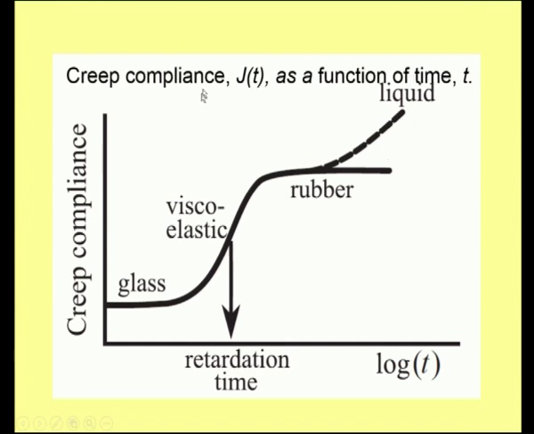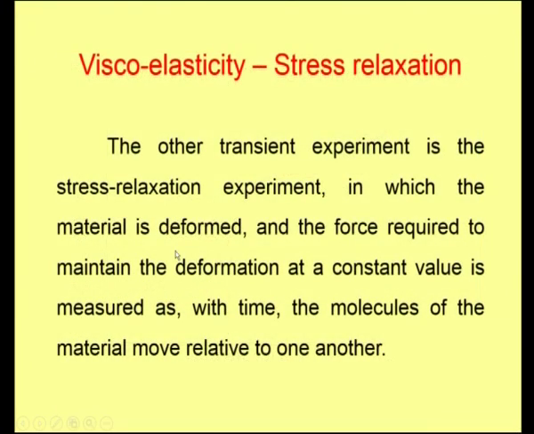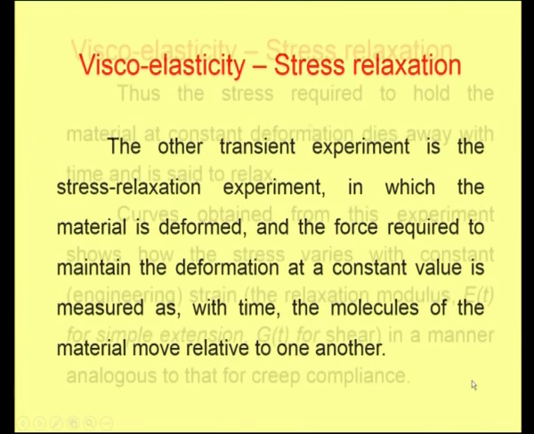So most of the literature data were given in terms of creep compliance for studying the viscoelastic properties of polymeric materials. The other experiment in the transient mode is the stress relaxation experiment, which is just the opposite of creep. Here instead of stress, the material is deformed, and then the force required to maintain this deformation at a constant value is measured with respect to time. So the molecules of the material here move relatively to one another.